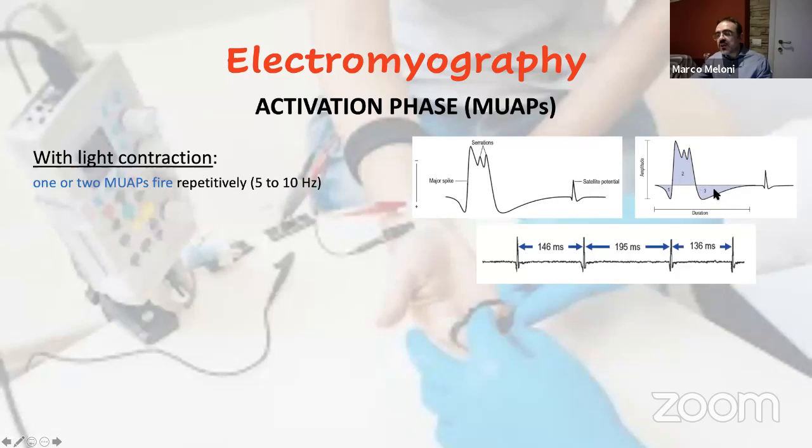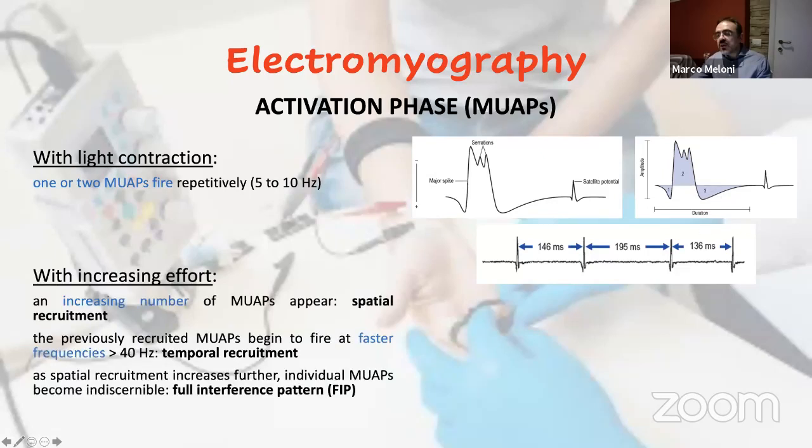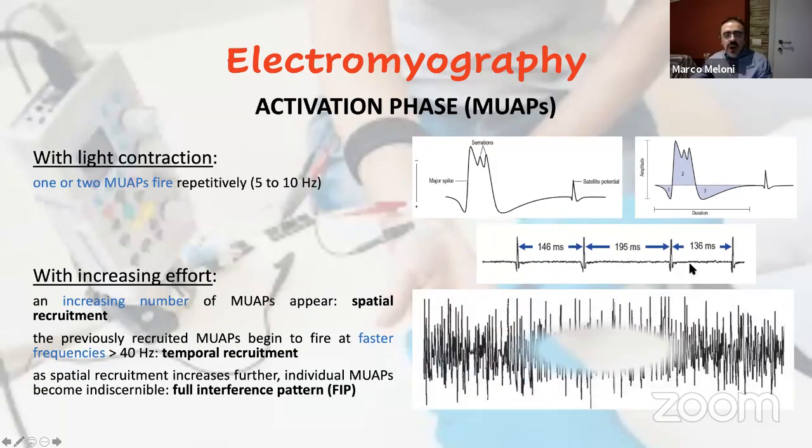And when we ask the patient to increase this force, so we ask the patient to contract his muscle more and more, there is an increasing number of motor unit action potentials. This is also called spatial recruitment, and they begin to fire at faster frequencies. So there is also temporal recruitment. That's what consists in the normal activation phase.